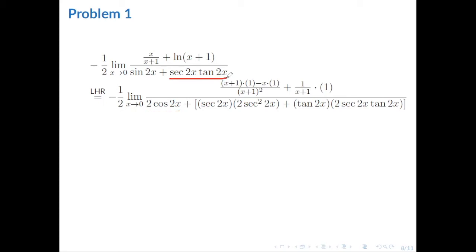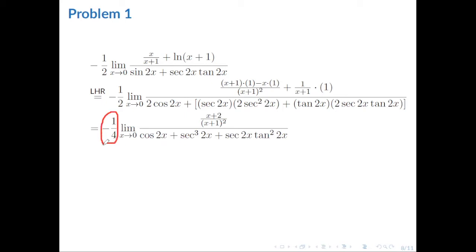Then this one, we apply the product rule. So we have secant 2x times the derivative of tangent 2x plus tangent 2x times the derivative of secant 2x. Yan. So doon siya nanggaling. Kung mapapansin niyo, yung denominator natin may factor na 2. Meron siyang 2 dito, so pwede natin siyang ilabas. Bale, yung magiging constant natin sa labas is negative 1 over 4 na.